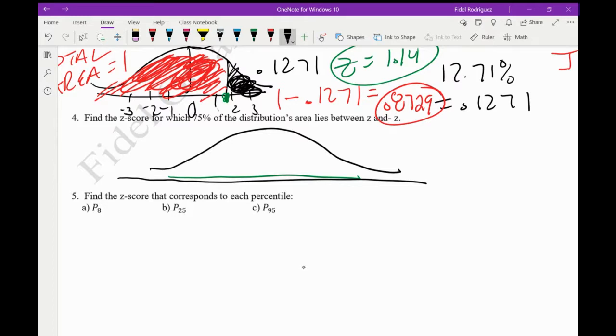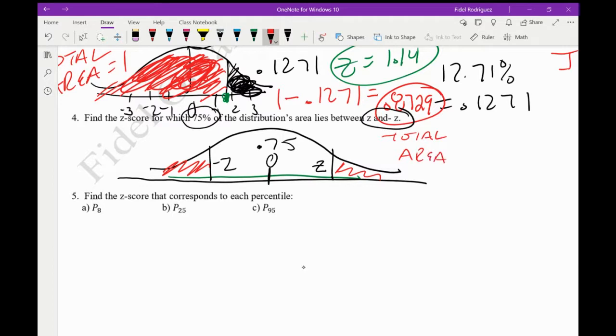And it says we're looking for 2 numbers. One of them is going to be positive and one's going to be negative. Here's 0. This is my negative z, this is my positive z. And we know that the area between them is 0.75. So now I want to figure out how much the area here and here would be. Remember, the total area is always going to be equal to 1.